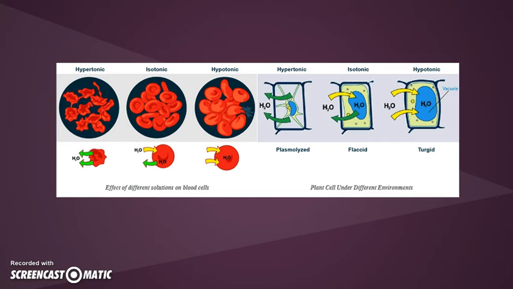In a plant cell, when the plasma membrane comes away from the cell wall, that is called plasmolysis.